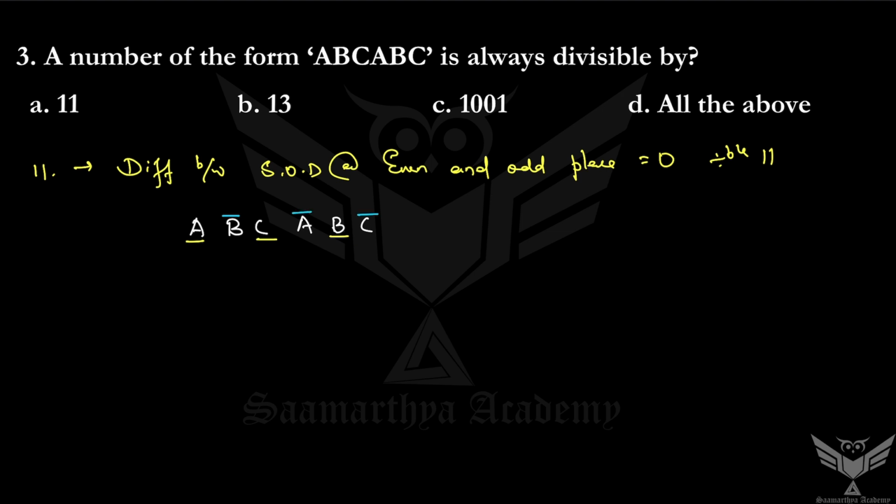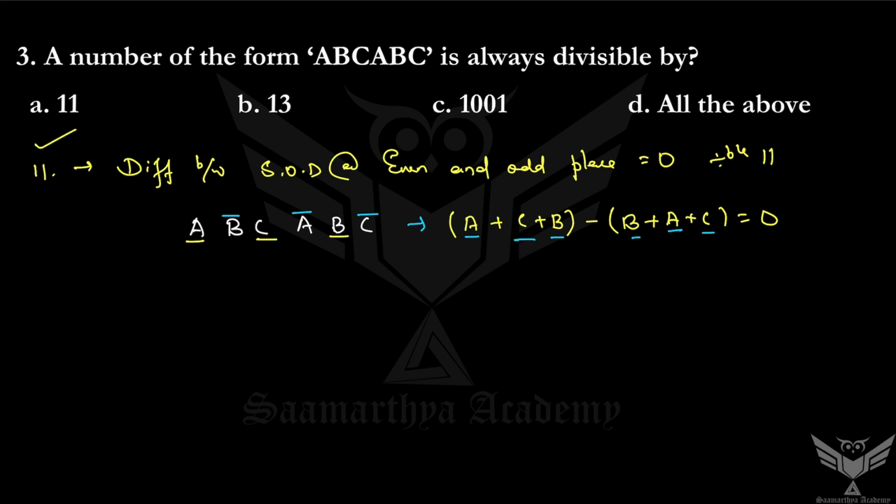So first we'll separate even and odd places. So odd places will be A plus C plus B, minus even places will be B plus A plus C. You can take even places minus odd places, or odd places minus even places, both works fine. Now what is here? A plus B plus C, here also A plus B plus C. Clearly this is 0. That means it is divisible by 11.